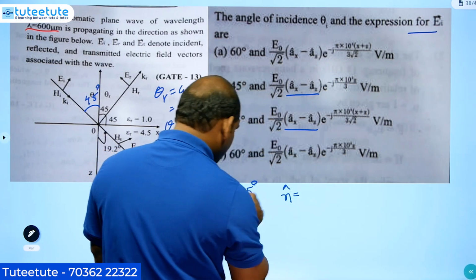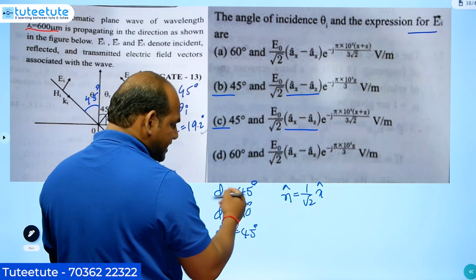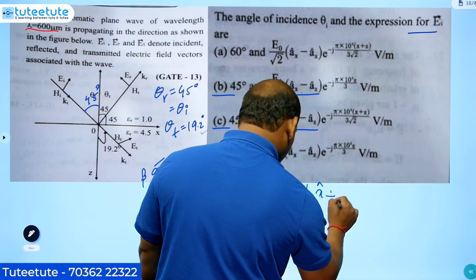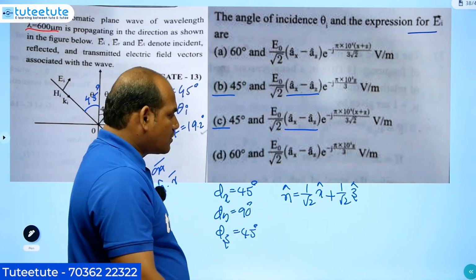Cos phi x cap, that means 1 by root 2 x cap. Cos 90 is 0, so the y component will not be there, plus 1 by root 2 z cap. This is n cap.